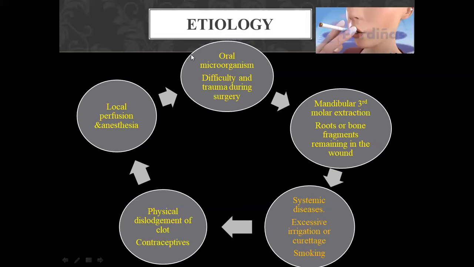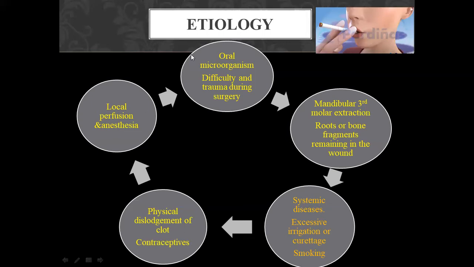And coming to excessive irrigation or curettage. The excessive irrigation of the socket will interfere with clot formation, and violent curettage might injure the alveolar bone. Another reason, there may be a remnant of root fragments or bone fragments that will lead to disturbed healing, which in turn contributes to the development of dry socket.